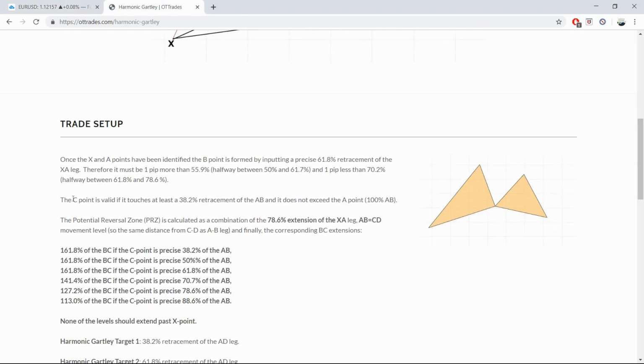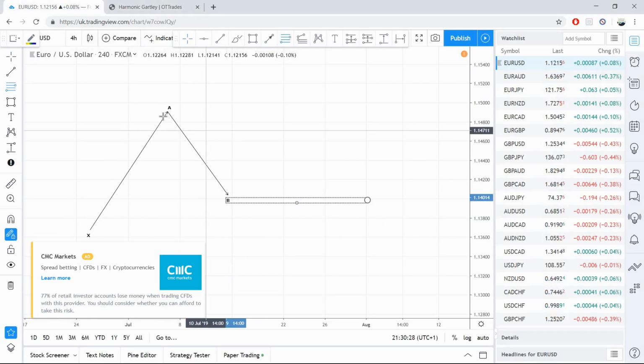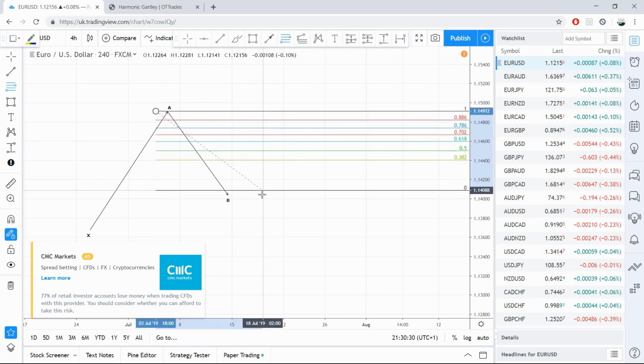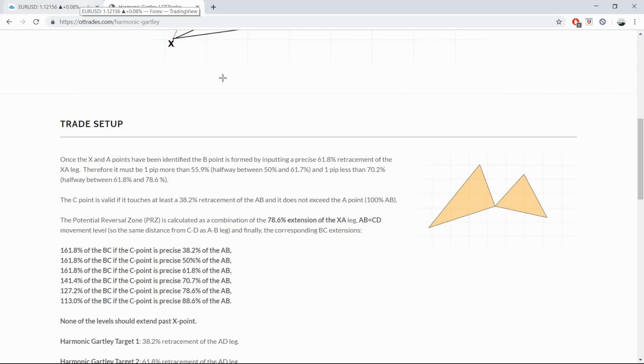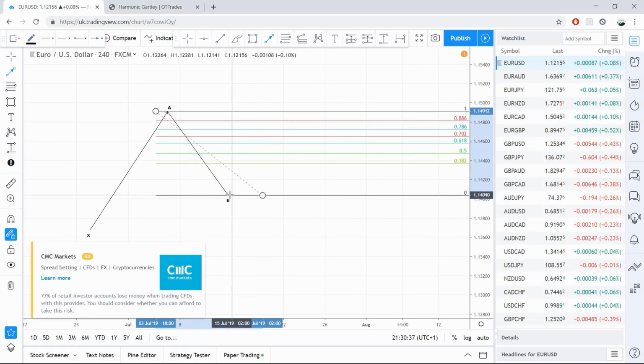And our C point now. The C point is valid if it touches at least the 382 of A to B and does not exceed the A point or 100% of AB. Again, this goes back to the advanced patterns, the same type of setup: at least the 382 retracement of AB and does not exceed A.